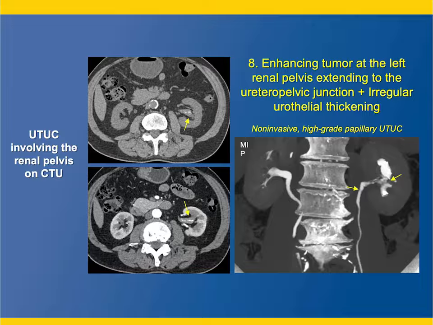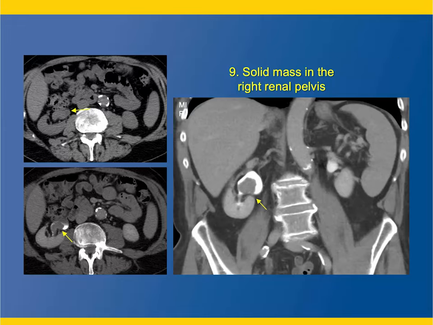You do want to look very carefully at the contralateral kidney, and I was a bit concerned, could there be something in the upper pole? But on additional imaging, I did not find anything, so it was a unilateral tumor.